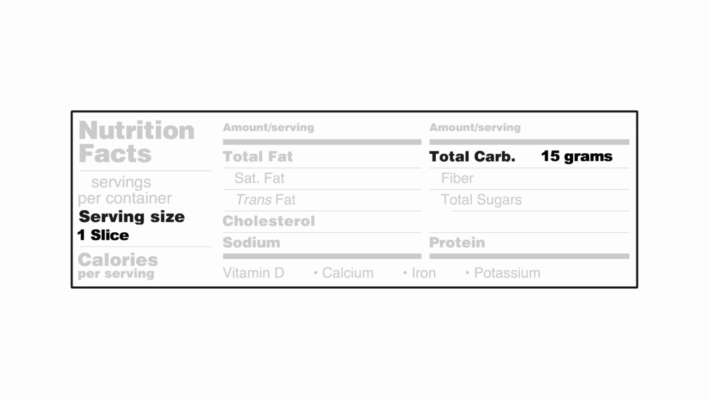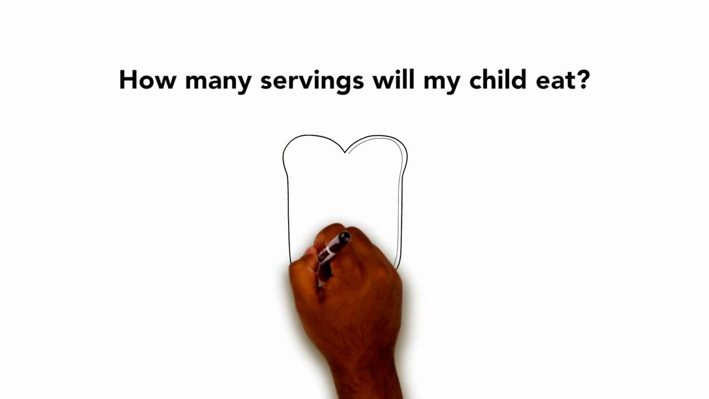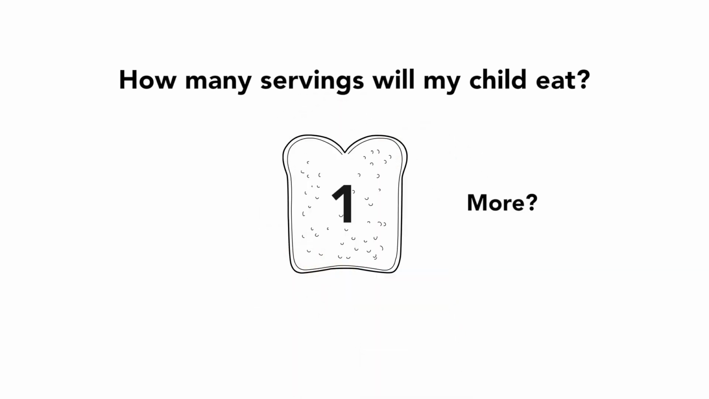Then look at total carbohydrate. This is the grams of total carbohydrate in one serving. This number includes the grams of dietary fiber and sugar, so those do not need to be counted separately. Then ask, how many servings will my child eat? If it is more than 1 serving or less than 1 serving, you will need to multiply the number of servings times the total of carb per serving.